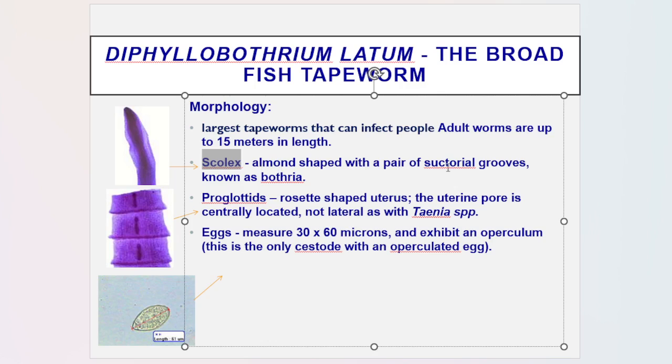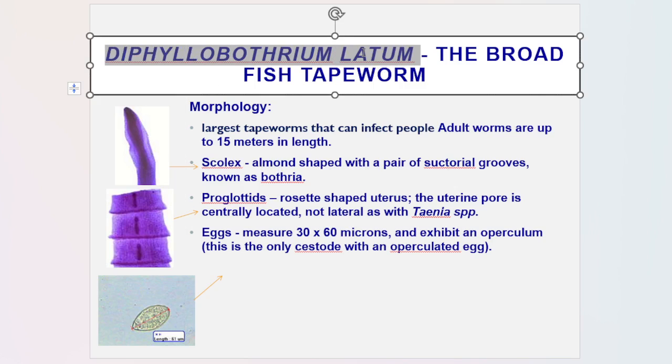Almond shape with a pair of structural grooves known as botria. Kaya nga siya tinawag na Bothriocephalus. Botria yung tawag dyan. Proglottids have a rosette-shaped uterus. Okay? So, that is the rosette-shaped uterus. Uterine pore. Ito pala, that's the uterine pore. Yung rosette shape, hindi masyado nakikita. So, that is centrally located ang kanyang uterine pore.